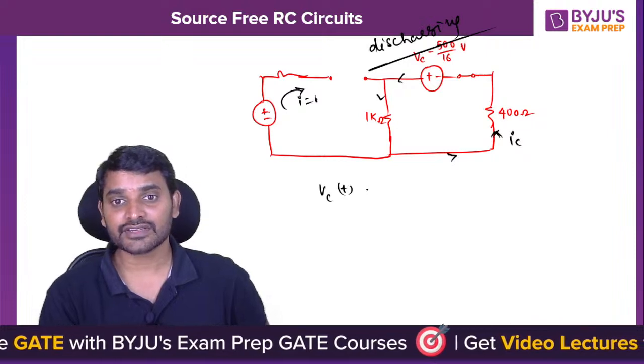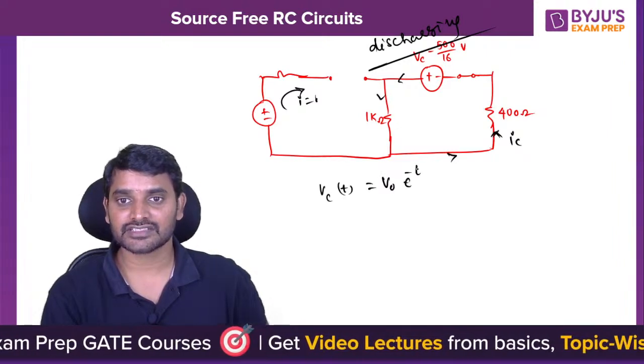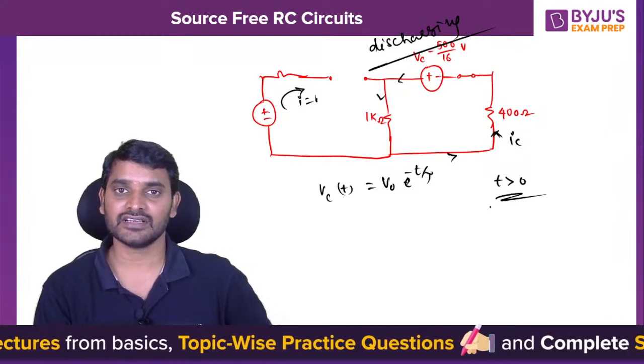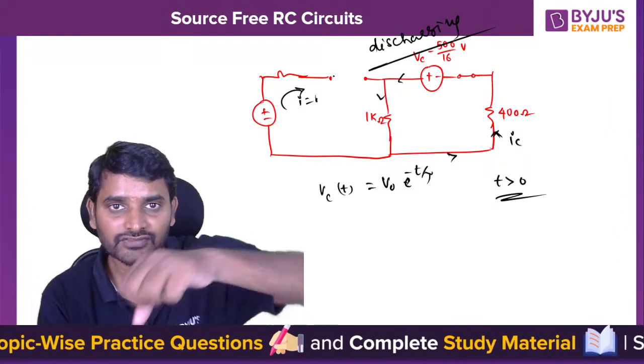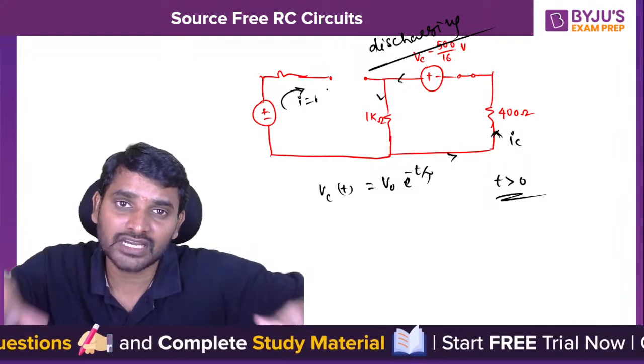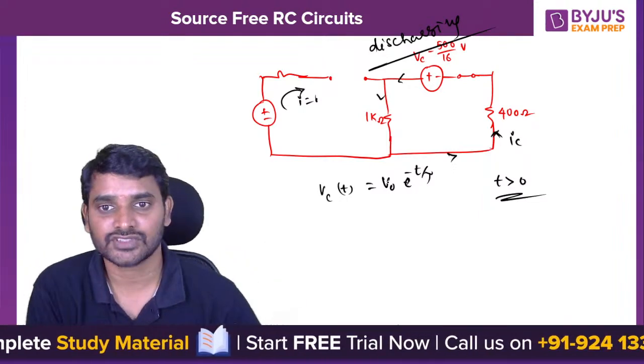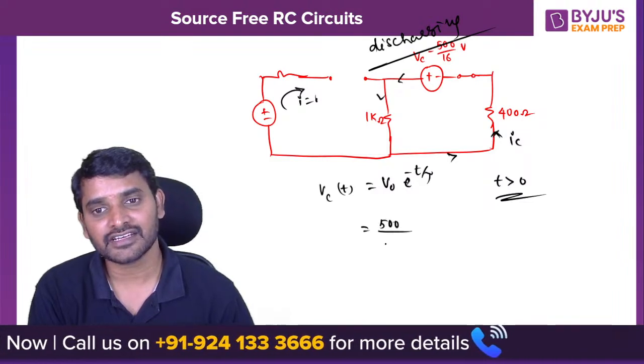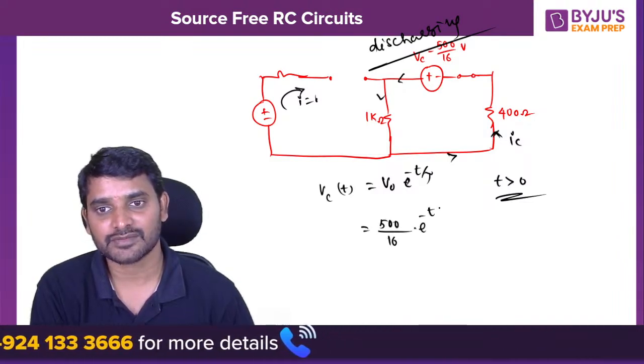So how is it going to discharge? V0 into e power minus t by tau. This is the voltage expression across the capacitor for t greater than 0, after opening the switch, showing how the voltage across the capacitor is changing. Can you tell me how much it is? 500 by 16 into e power minus t by tau.